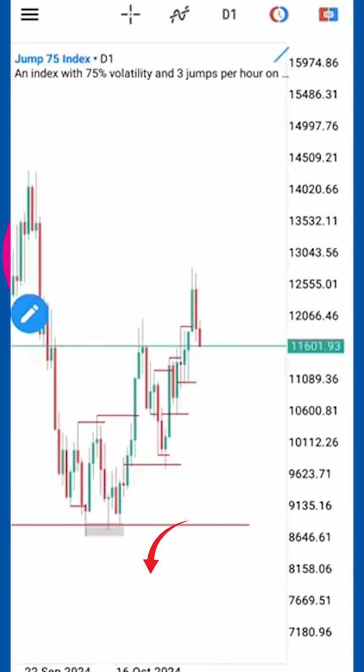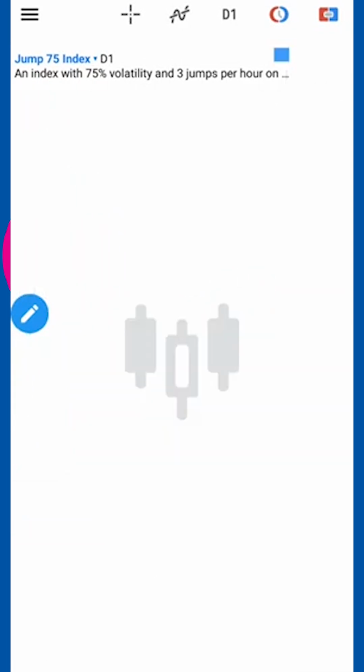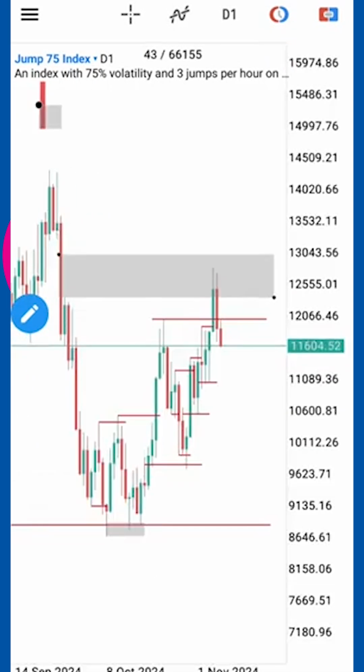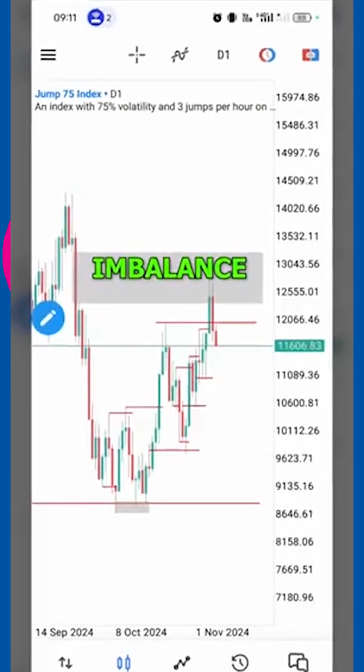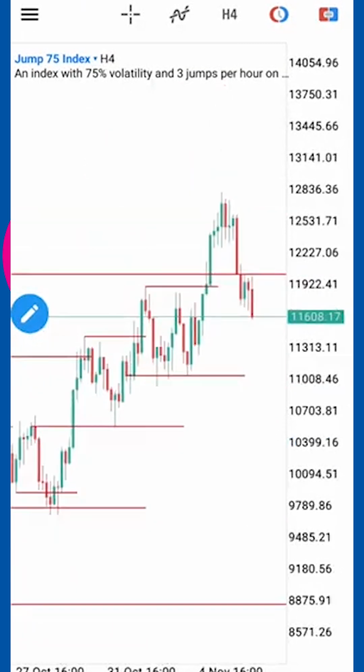Now that break of structure took place on the 4-hour chart, but there's also another BOS on the daily time frame. So after it broke structure on the daily time frame, you can see it penetrated the imbalance, but it did not completely fill the imbalance, and there's also a reason why it did not.